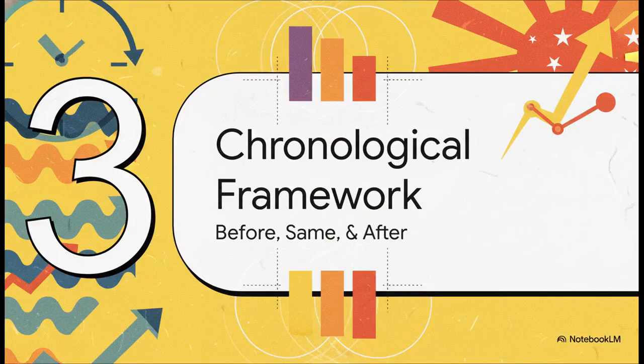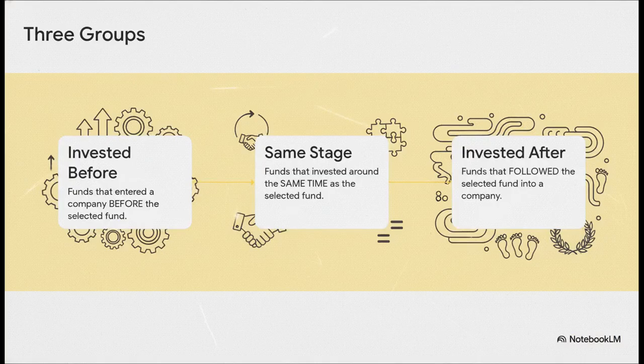So how does it all work? The logic behind it is actually beautiful in its simplicity. Instead of just giving you a list of who invested in the same companies, it organizes everyone chronologically. It all boils down to three simple, powerful buckets: before, same, and after. Let's break that down real quick.